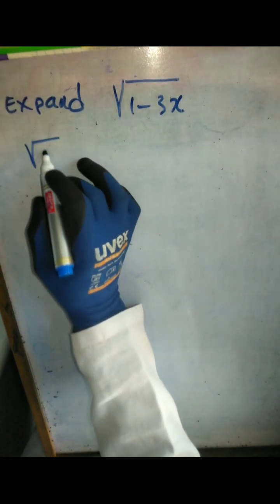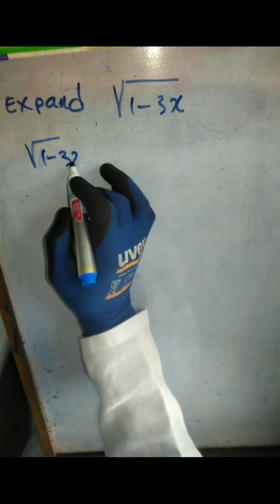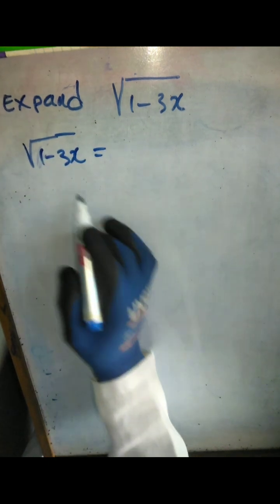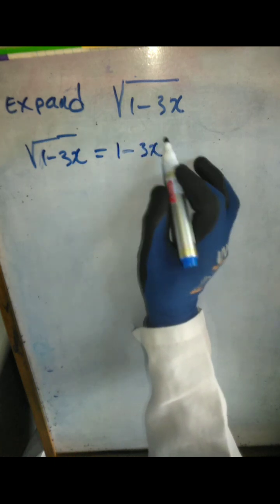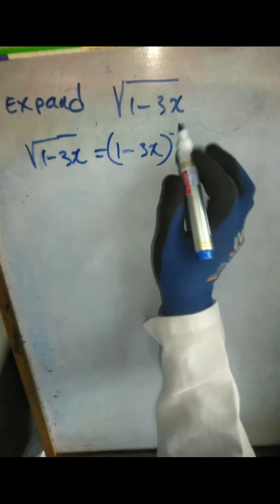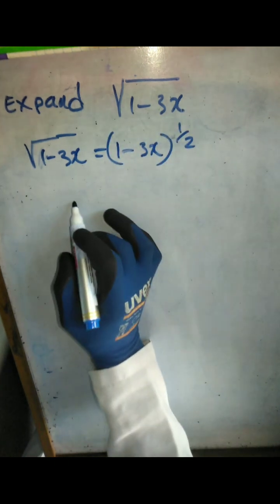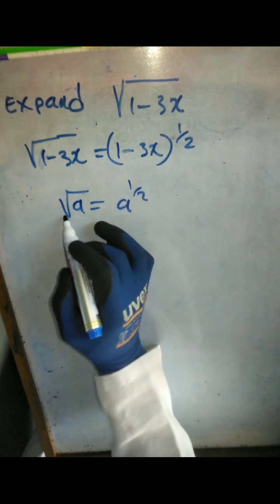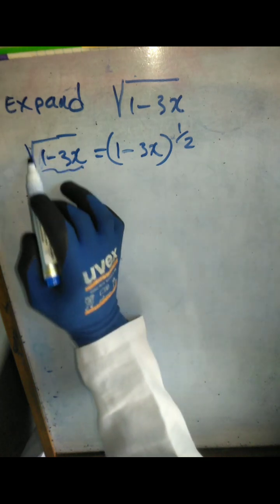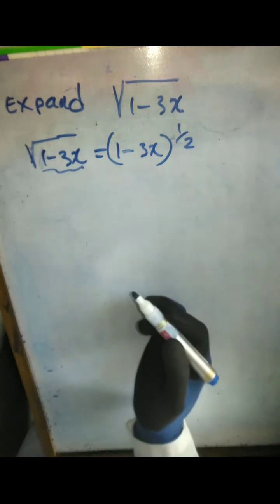So this one, you have to change it. If you have the square root of 1 minus 3x, you have to change it into a binomial. Square root means half, so it can be written as 1 minus 3x, everything to the power half. If you have a square root of a, this is the same as a to the power half. So this whole thing to the power half becomes a binomial.